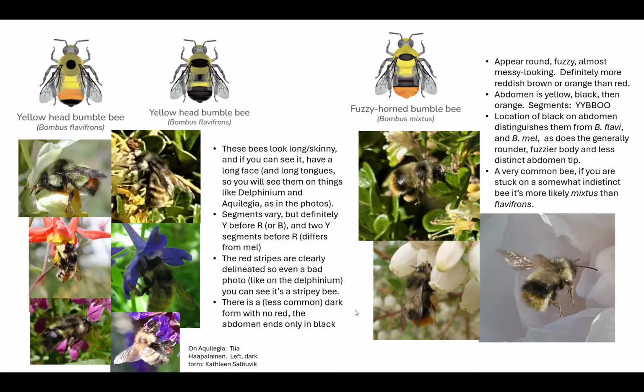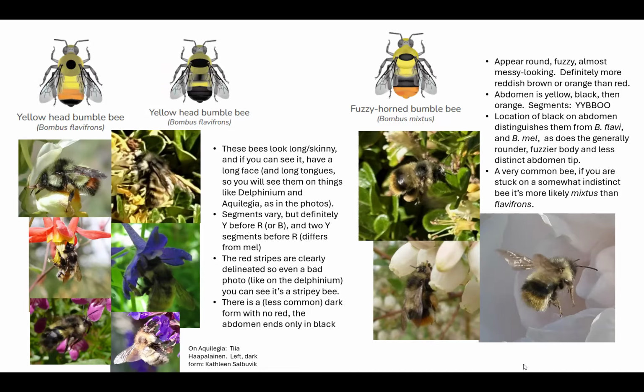And then there's Bombus mixtus, which is also known as the fuzzy-horned bumblebee. And that's because its head tends to be fuzzier. The horns are, well, it's the antennae, right? They don't have horns. The way I tell these from Bombus flavifrons, first of all, they tend to be black before the orange, not yellow before the orange, right? And you can really see that in the lower right.